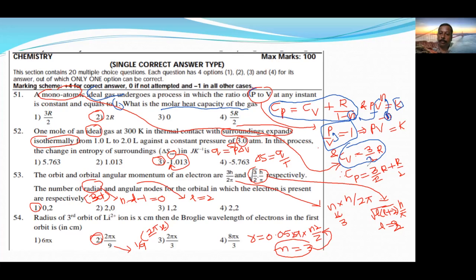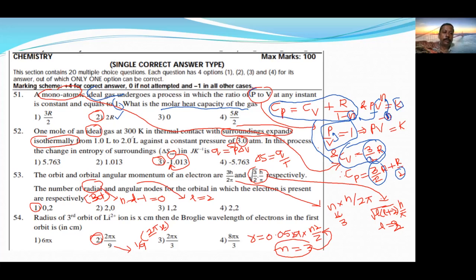So Cp is equal to, in this formula, I am putting Cv as 3 by 2 R, plus R by 1 minus n, that is 1 minus of minus 1, which is 2. So R by 2. So 3 by 2 R plus R by 2, that means 2R. So answer 2 is correct. Is that clear? This type of tricky question is selected, but with an easy explanation.